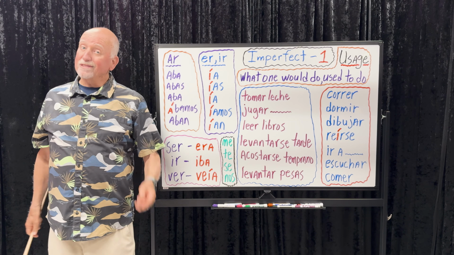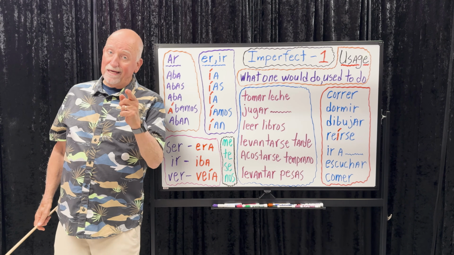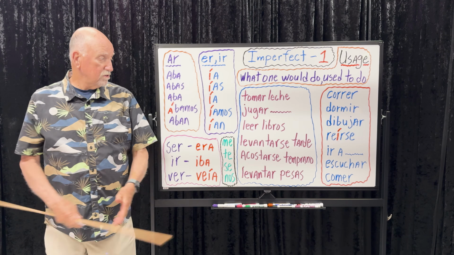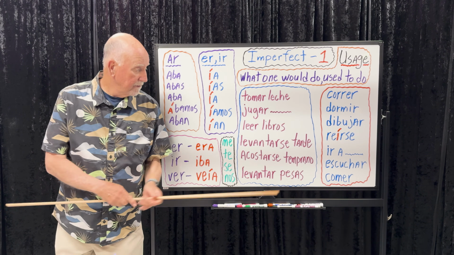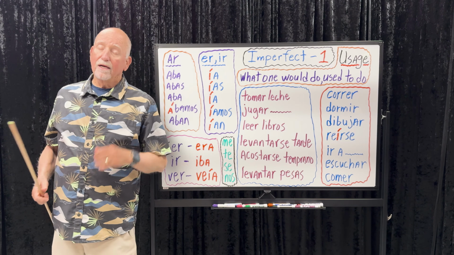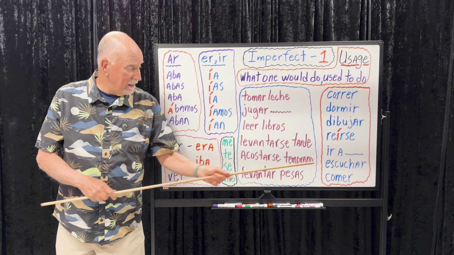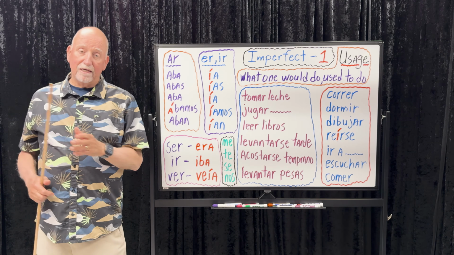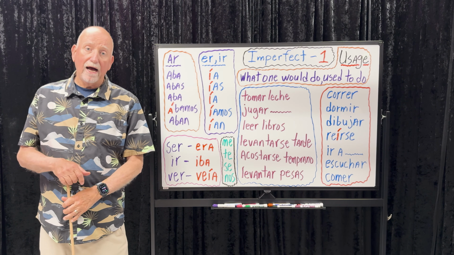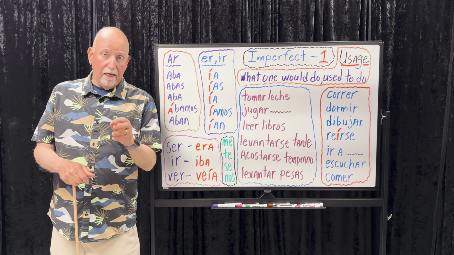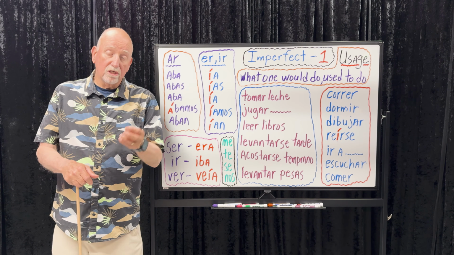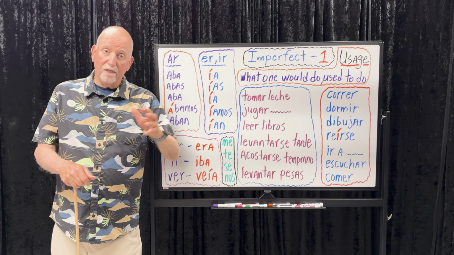Ir. One of the top 10 verbs in the Spanish language, ir, to go somewhere. Escuchar, to listen. Comer is to eat. By the way, escuchar, a lot of people that learn Spanish, they'll always say escuchar a. Escuchar means to listen, and to listen to, the to is understood in the verb escuchar. You don't need the preposition a.